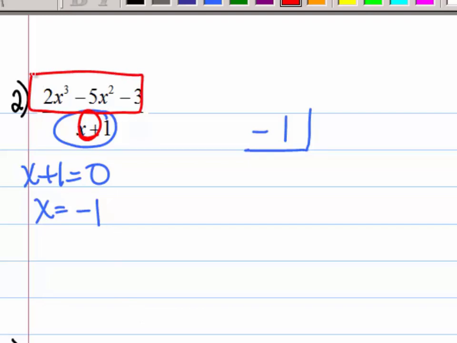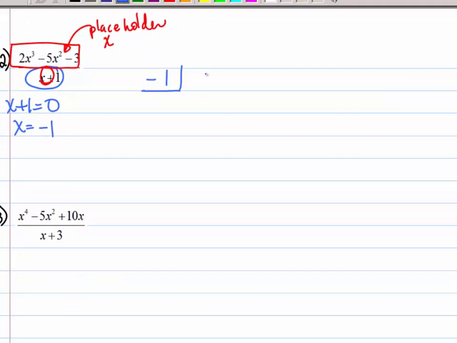The x's are in descending order, but are we missing a term? Yes, we are. We need what's called a placeholder here. What's missing? I have x cubed, x squared. What's missing are the x's, and I need a placeholder for that. So let's put the 2, skip a little space, -5. Alright, so this is x cubed, x squared. I have 0 x's. That's your placeholder, a 0, and a -3.